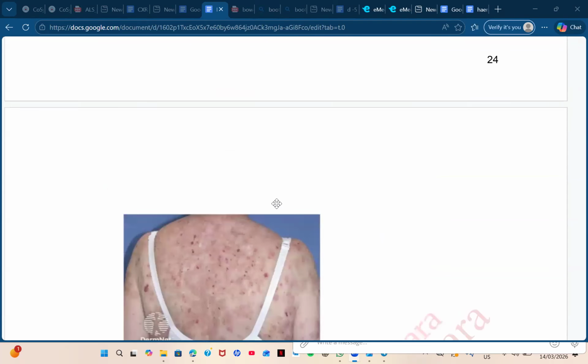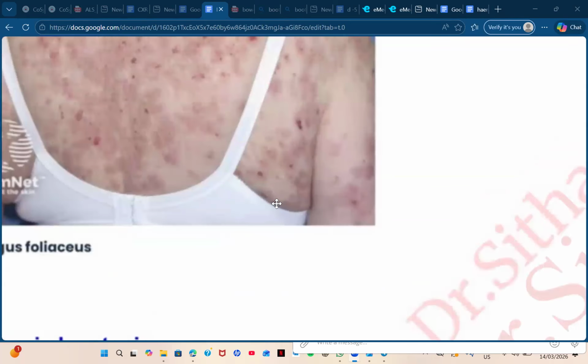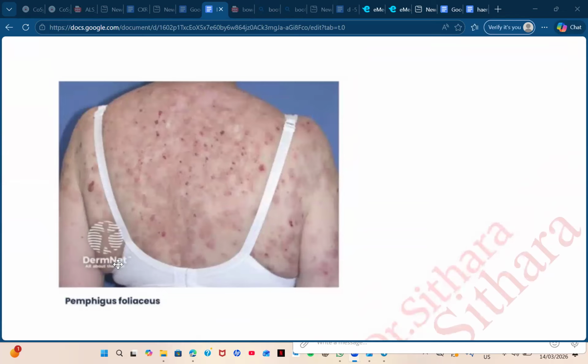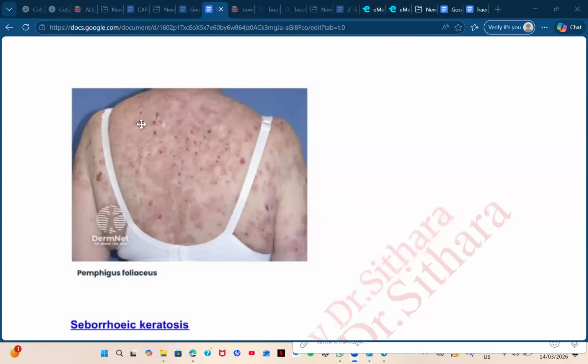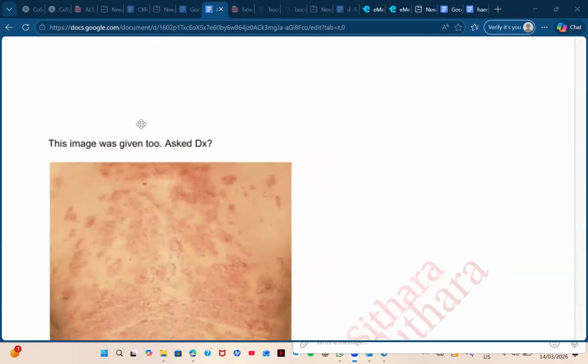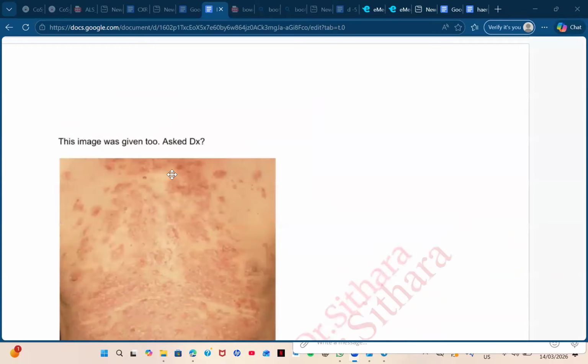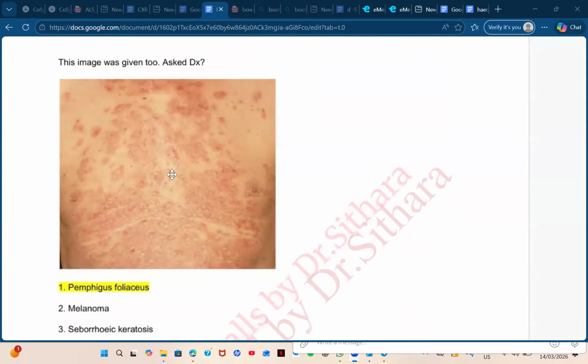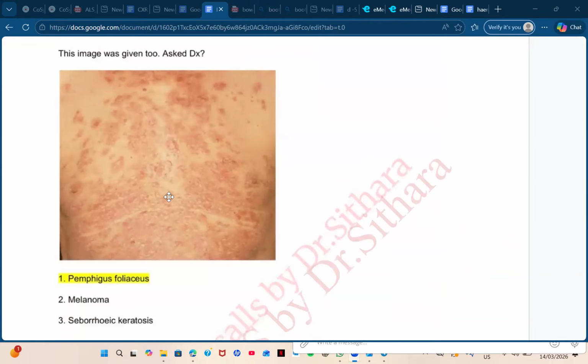I'll show another picture here. Also, you can see, just keep these pictures in your mind as well. Okay, this is from Dermanate, Pemphigus foliaceus, right? And in this question, I think they have given the proper question, right? Not the picture only. They will give the erosions and everything, okay? And the blisters and they ruptured everything.